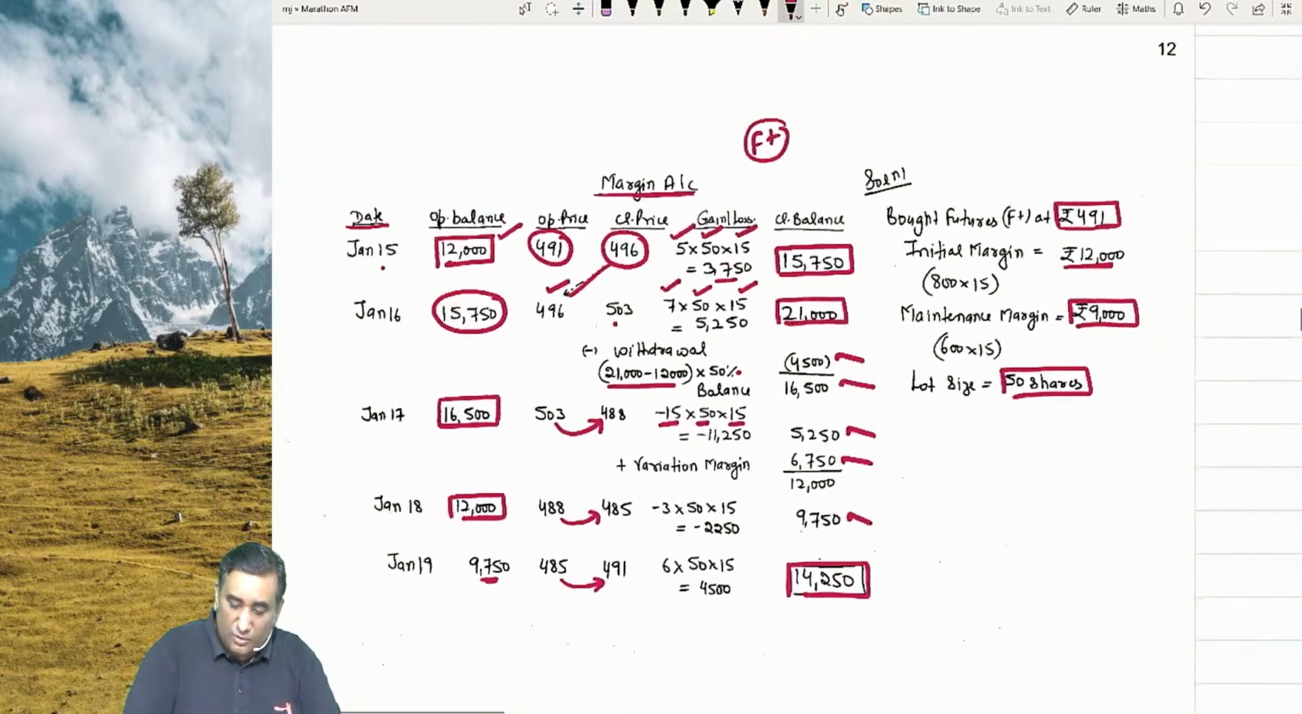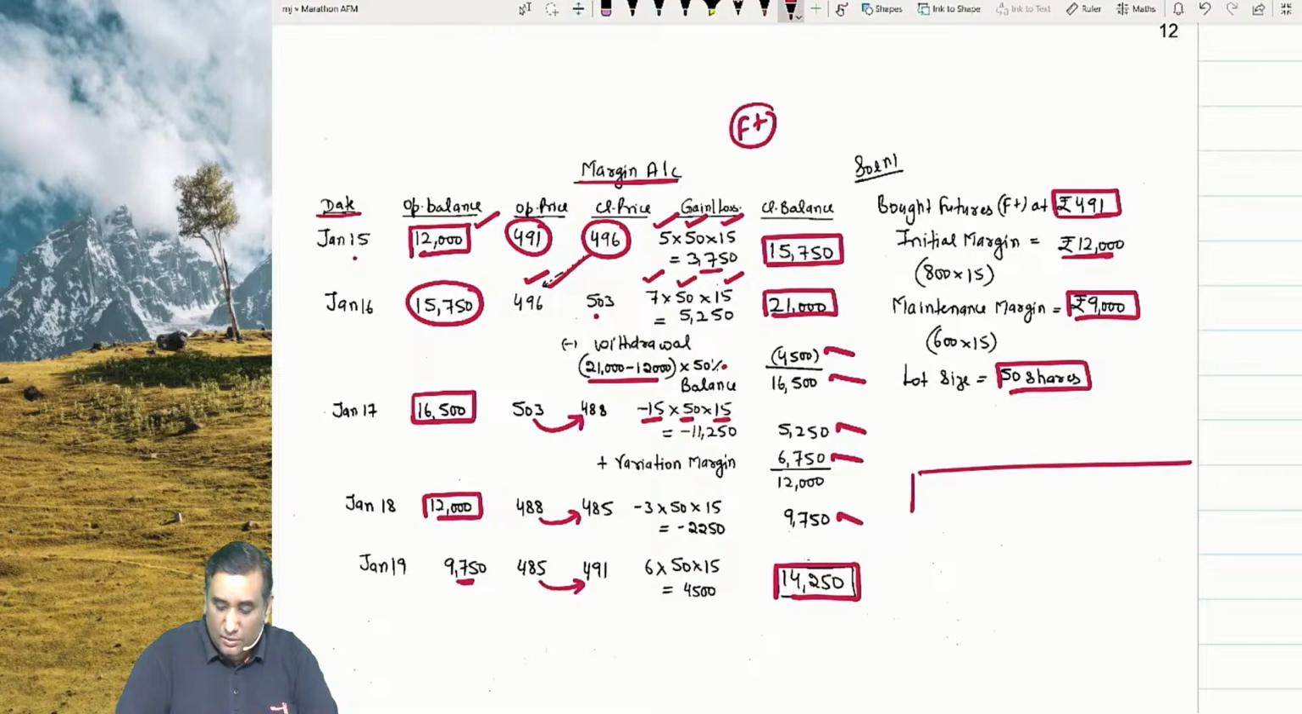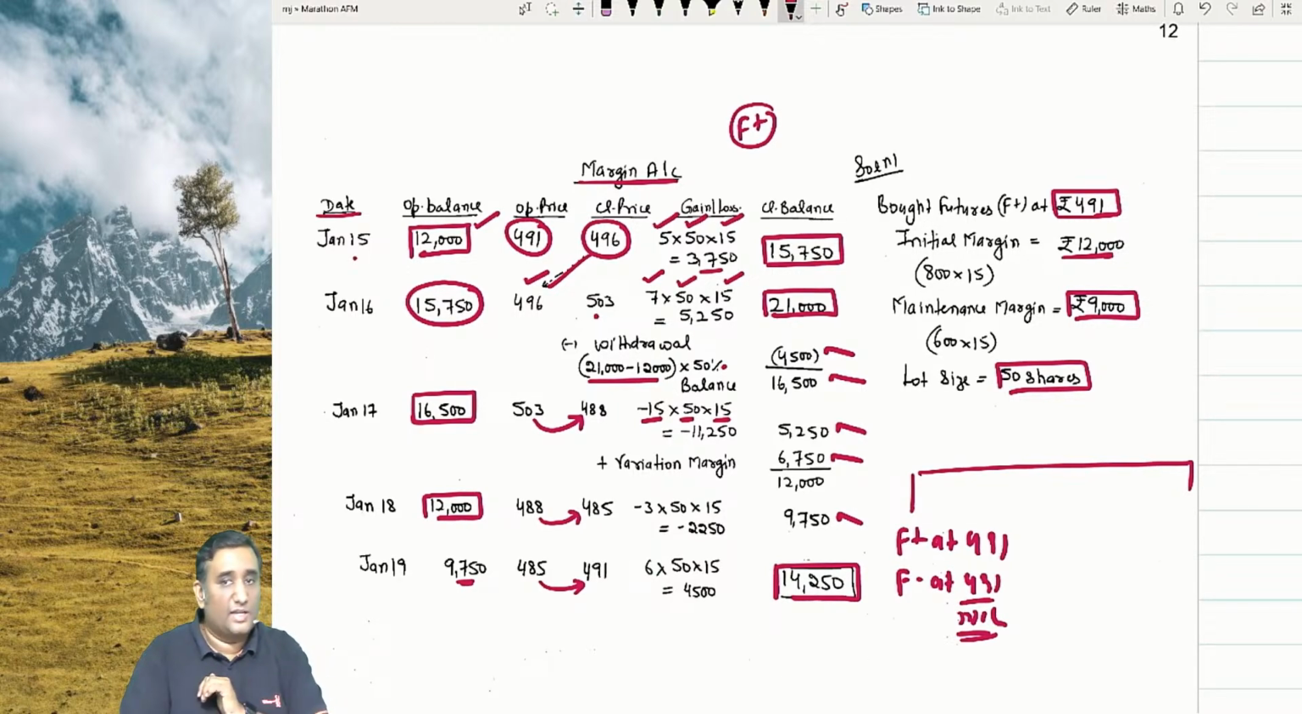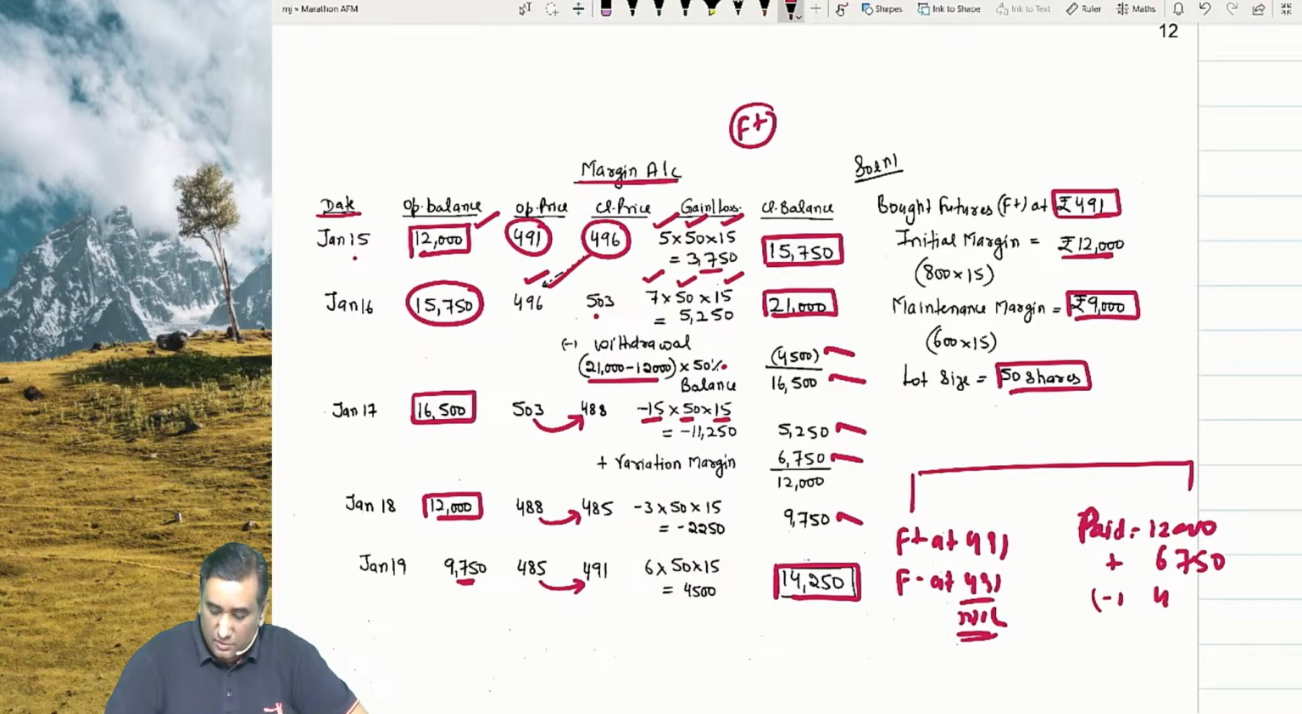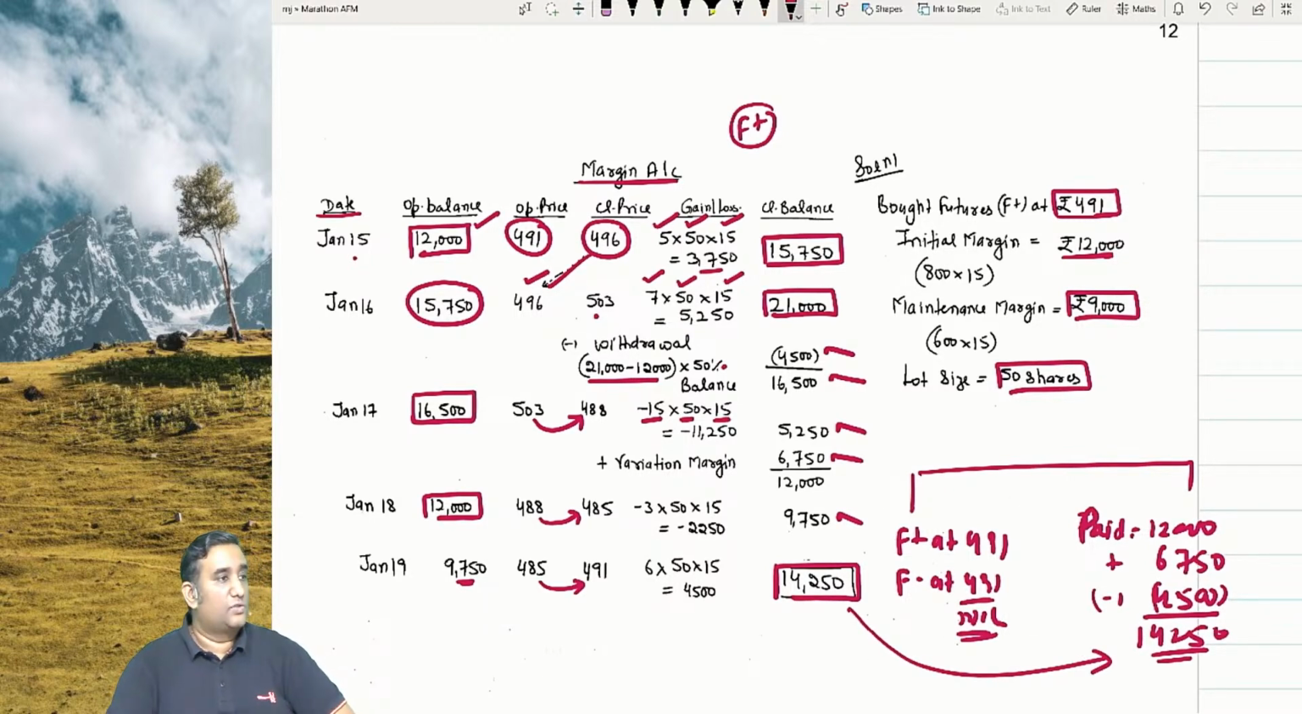Sir, how do we know he made a profit or loss? He did not ask, but there are two ways of checking. He did F plus at 491 and F minus at 491. If I assume 491, it is nil. The second way of checking is how much money he paid. Initially he paid 12,000, then he paid more, 6,750, and he has withdrawn 4,500. What should be the balance? 14,250, and that is exactly the balance. So there is no profit or loss.